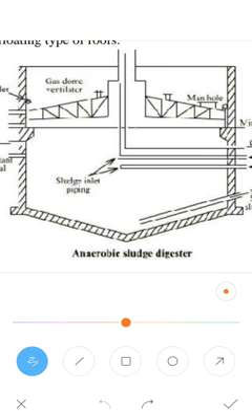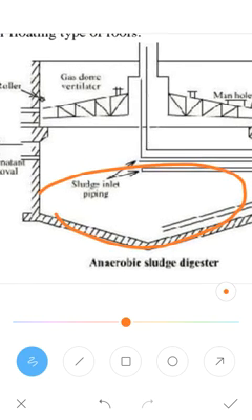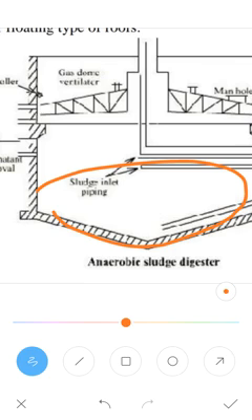The maximum sludge, having the higher specific gravity, will settle at the bottom, whereas the minimum sludge, being lighter in weight, will settle at the top. So that can be removed from time to time.